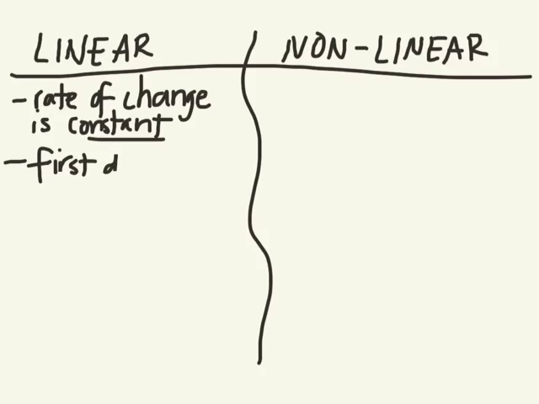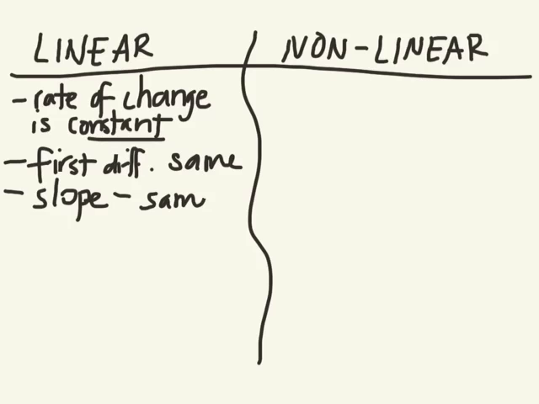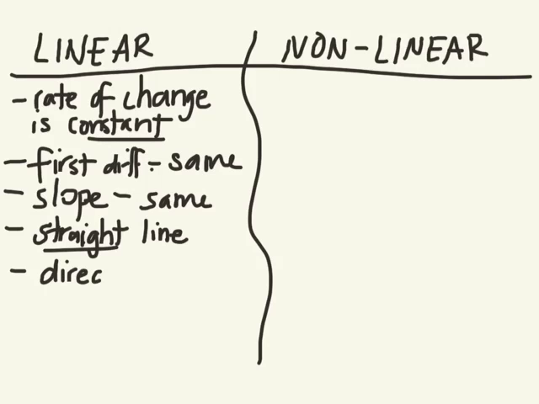Good. So that means the first differences are the same, and the slope of any points on the line has to be the same, right? Okay. If the points on the graph, when you connect them, form a straight line, then we know that it's going to be a linear relation. Excellent. A direct variation is one type of relationship that can be linear.